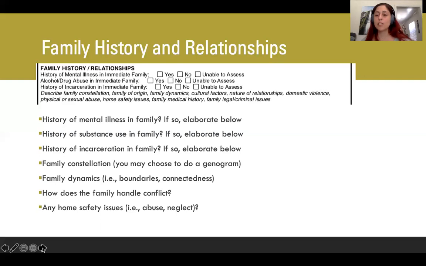And then any home safety issues, again, abuse, neglect. If you've already gotten this information in a previous line of questioning, you can just reiterate it here or ask more details as they relate to relationships if you want to, but you wouldn't ask the same question again. That may make the client feel like you weren't listening to them, but you can ask elaborating questions. If that's clear, let me know if that's unclear.